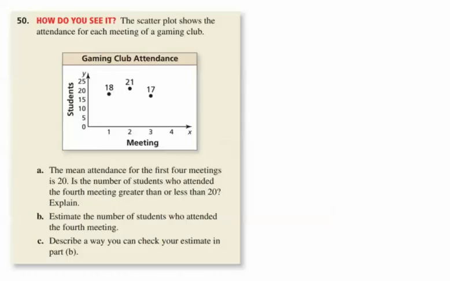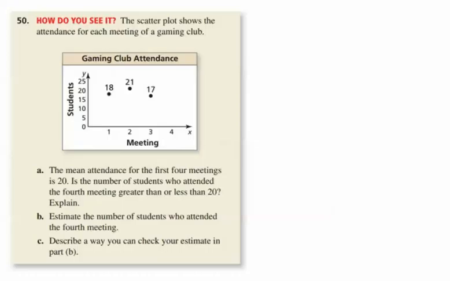Okay, and the final word problem that we want to look at in this Chapter 1, Section 2, we have exercise number 50. And it says the scatter plot shows the attendance for each meeting of a gaming club. So along the x-axis you have the meeting numbers, and on the y-axis you have the number of students. So we would interpret that to mean in the first meeting there were 18 students, the second meeting there were 21 students, the third meeting there are 17 students.